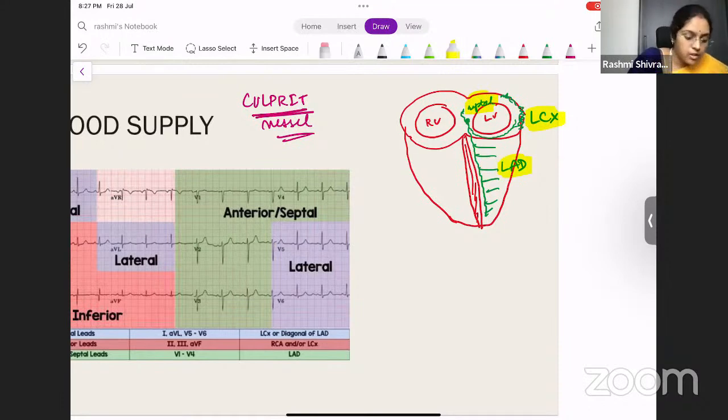Now, what happens to the right coronary artery? You will now see the right coronary artery. You have the marginal artery. It supplies the right ventricle, isn't it? It supplies the right ventricle. This is the marginal artery.